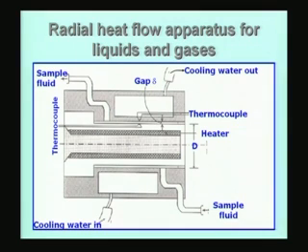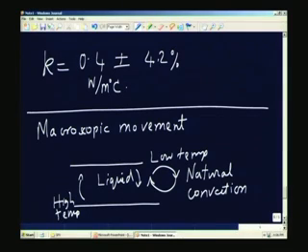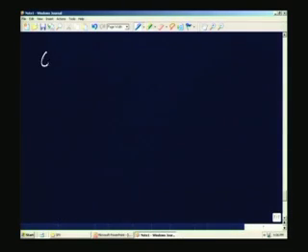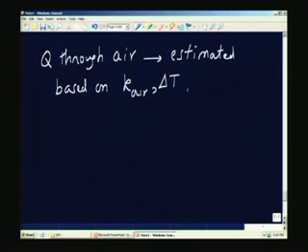So, now I will find out this amount, and then I also measure the amount of heat input into the cartridge heater. If I take the difference between these two, that will give the loss. So, let me just write it on the board. What I am going to do is, Q through air is estimated based on K of air, delta T, and other geometric parameters. Okay.